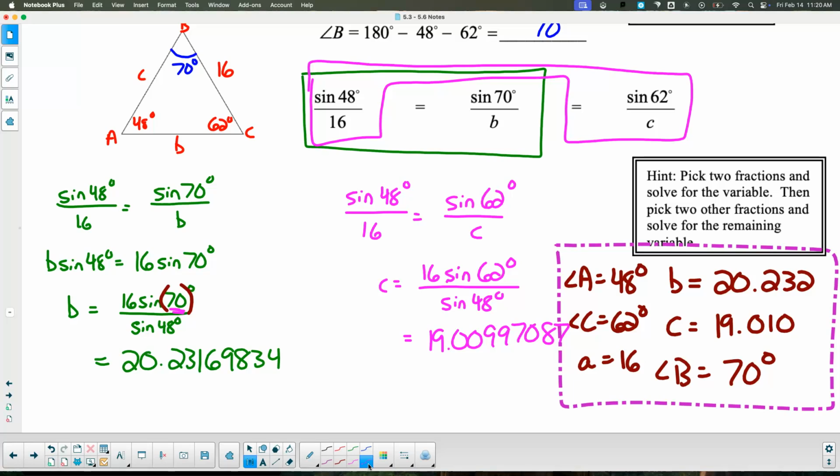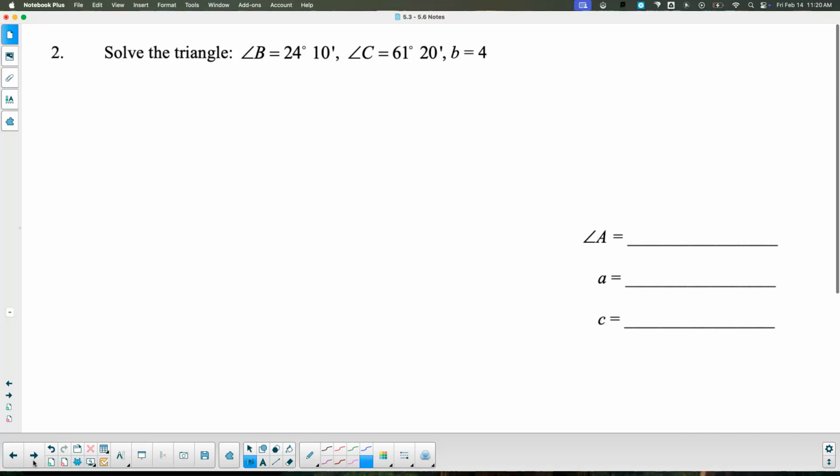I would like you to now do number 2 with the knowledge that if what is given to you is in degrees, minutes, and seconds, or if it's in radians, we expect your answers that you're finding are also in that same format. Okay? Go for it.